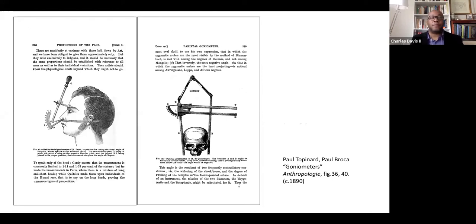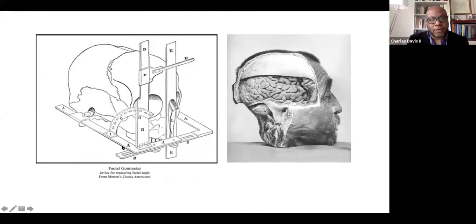Here are some of the other forms of measurement. I'm just showing you some of the anthropological manuals from this time period. This one written and published by Paul Topinard and Paul Broca. Here's another apparatus, the facial goniometer. And to me, it reminds me of some of the architectural projects that I've seen certain schools do, where they're trying to invent new geometrical tools for measuring phenomena within nature.